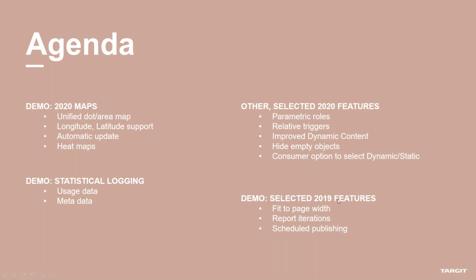So I picked up a few selected 2019 features, which I think is interesting. For instance, this one, fit to page width. It's a new thing that appeared in the 2019 update 4 version. And maybe some of you haven't really seen what you can do with this. It's something related to smartphone layouts. Report iteration was another great thing in the 2019 update 3, together with scheduled publishing as well. So if time allows, I'll be showing those things as well.